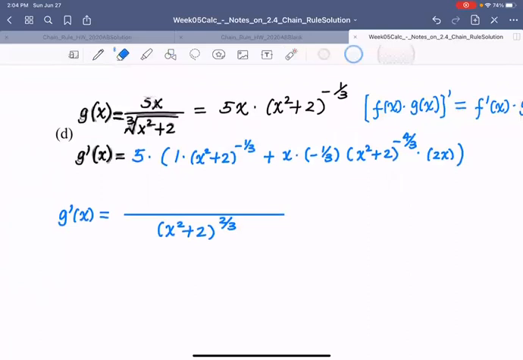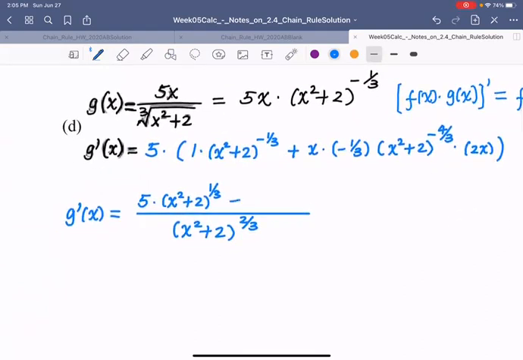And then this guy's derivative is who? It's just 5. Very good. Copy down the bottom, right? And then plus 5x times... is it a negative 1/3, or do we keep it as 1/3? You choose this as 1/3.